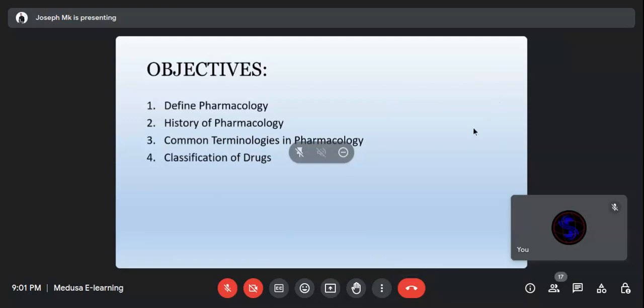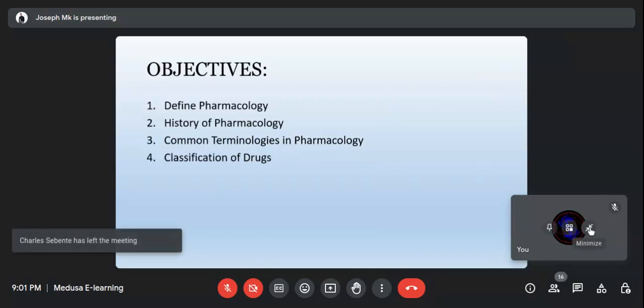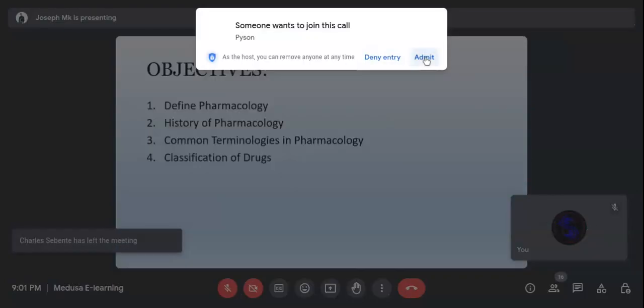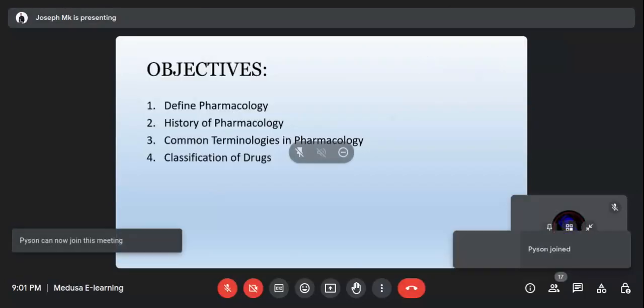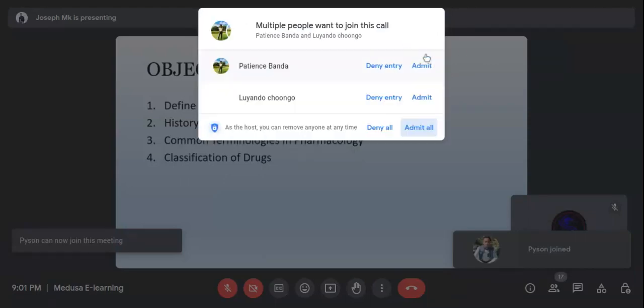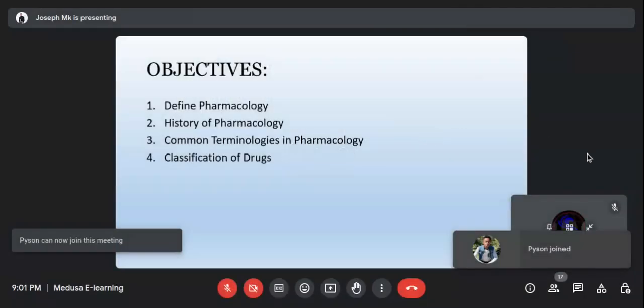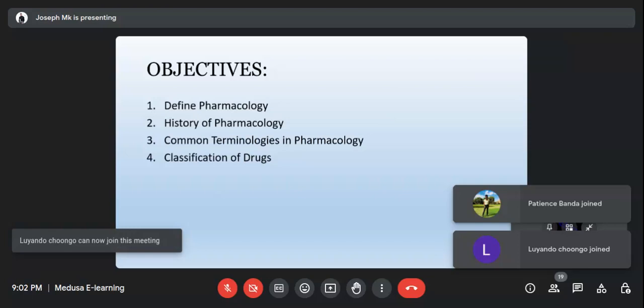You know, every department has got its own language, so pharmacology is not an exception. Pharmacology has got its own terminologies, which, once we learn them, we'll just be meeting as we go on. Then after that, we are going to also talk about the classification of drugs. Then we'll be done with the lecture. I hope we are going to manage to do all this today.